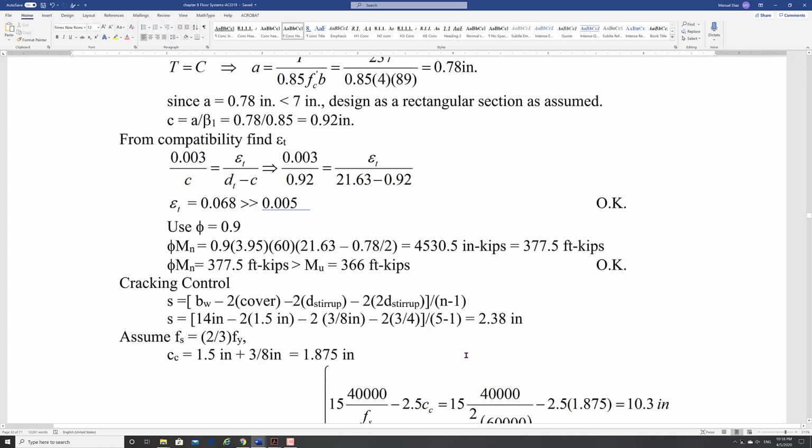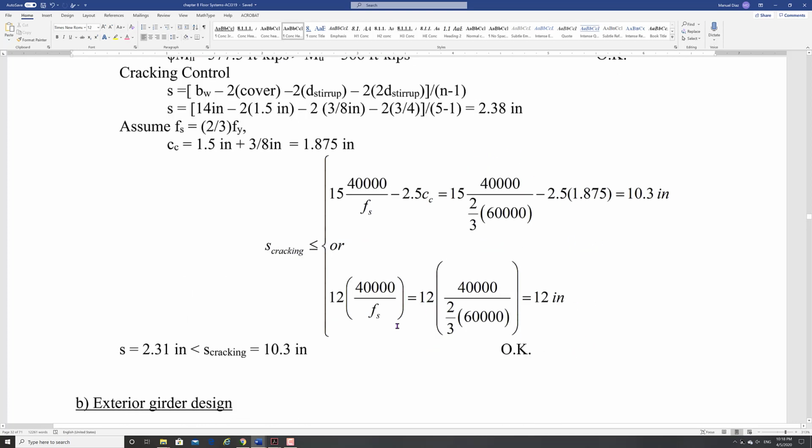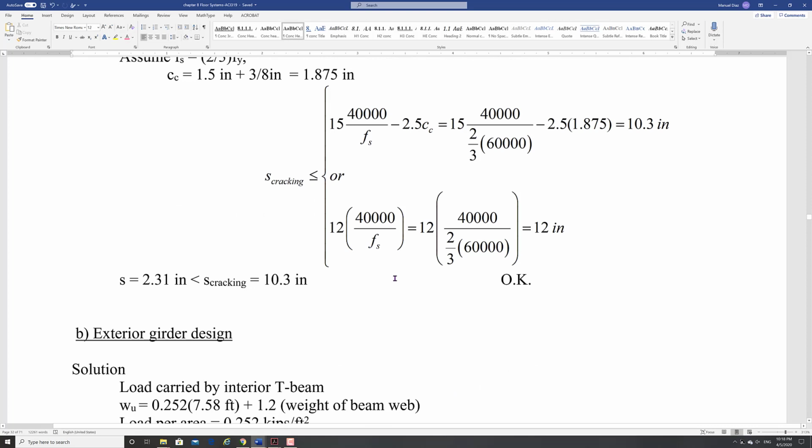We're going to use 2/3 of fy. My cc is to the bottom of the bar, so it will be 1.5 plus the stirrup. So they give me 187.5, 10.3, 12 ton. So yeah, this will be okay, so we don't have to worry about it. The beam is not deep enough, so we don't have to put a skin reinforcement.